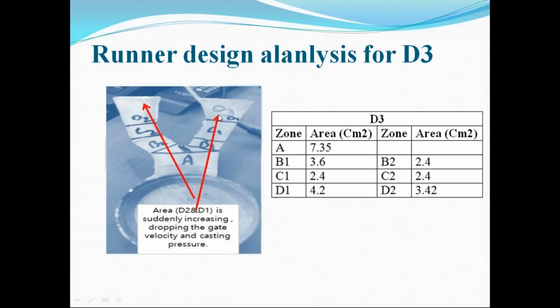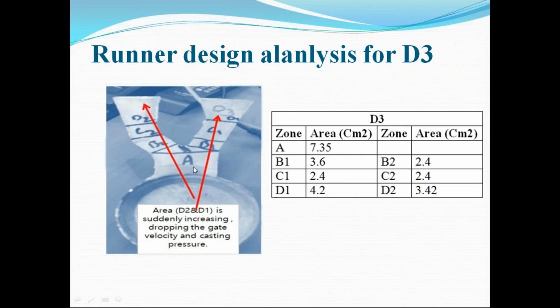This is the runner, okay, with 2 legs. This is the biscuit runner, and on this side this is the gate. So metal can flow from this side to that side. Here you can find the dimensions. This total length is divided into different zones like A, B1, C1, D1 and B2, C2, D2. So A is 7.35 centimeter square, B1 is 3.6 centimeter square, C1 2.4 and D1 4.2.